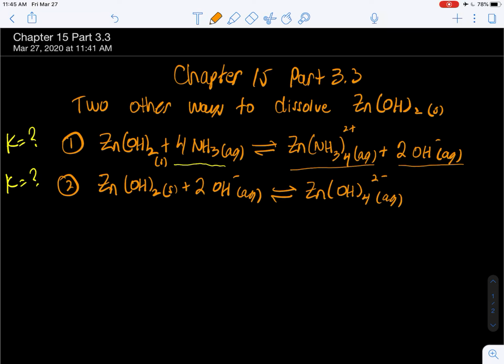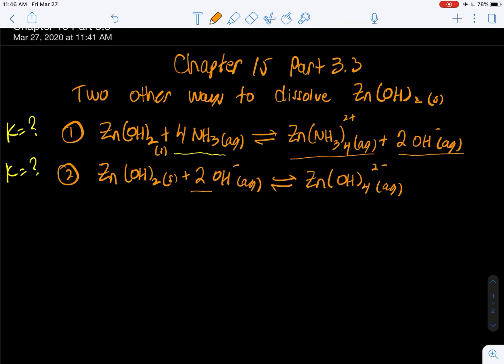Another way that we could dissolve zinc hydroxide is to add extra hydroxide. If the pH is sufficiently high, the excess hydroxide will cause this equilibrium to shift to the right quite dramatically. Let me show you how we would calculate the equilibrium constant for this reaction 1.